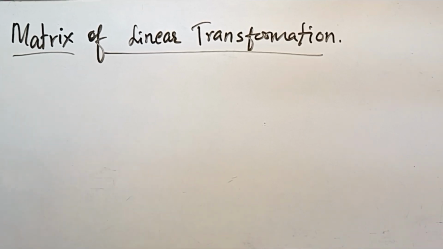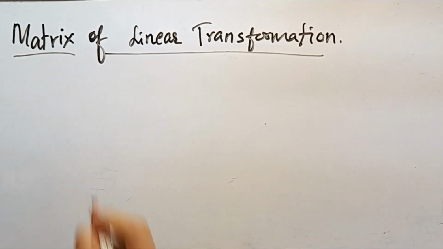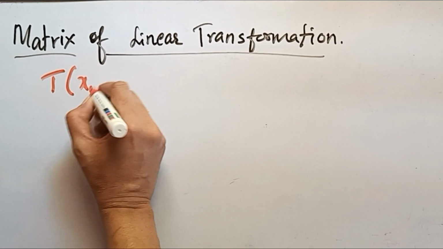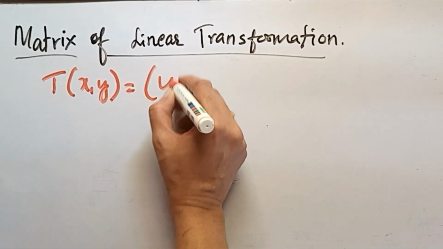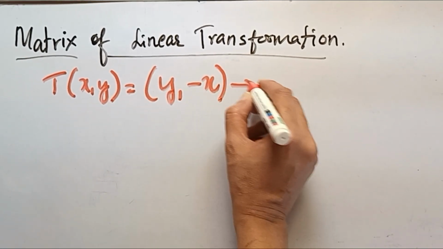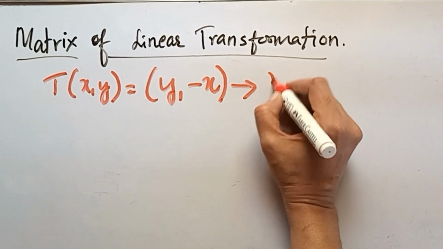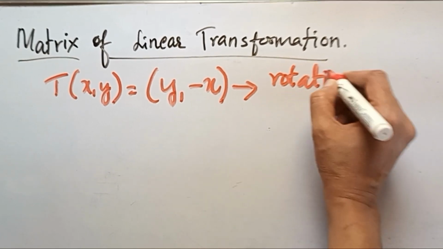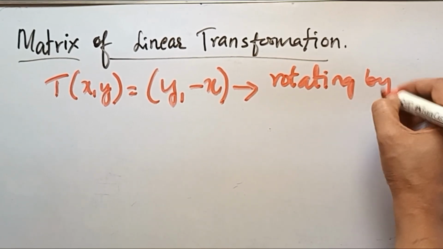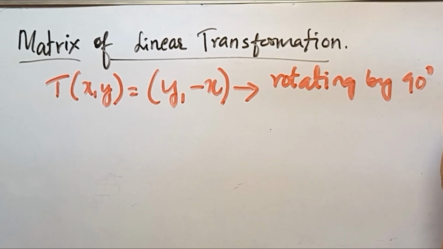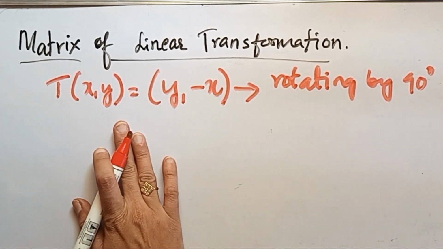So in the first video I had given you a transformation, T of (x, y) equals (y, minus x). What was this transformation? This is rotating the plane by 90 degrees clockwise. Okay, so this is how to represent that transformation.